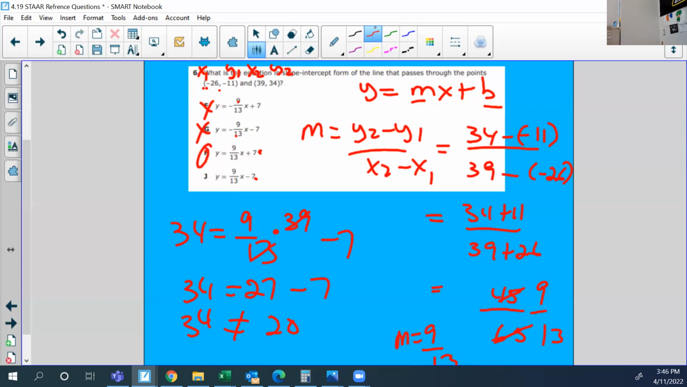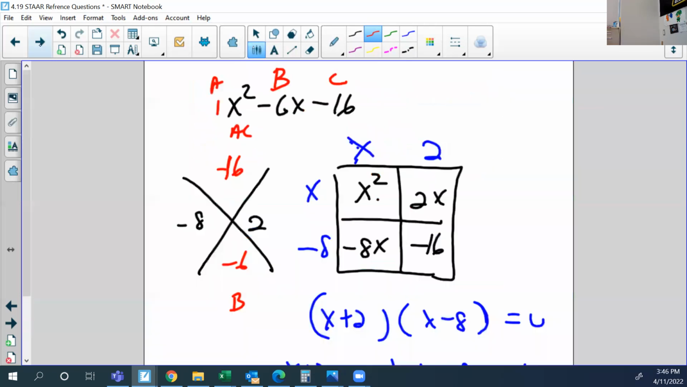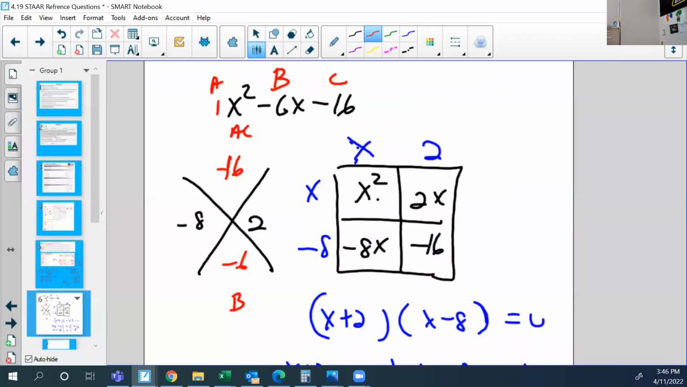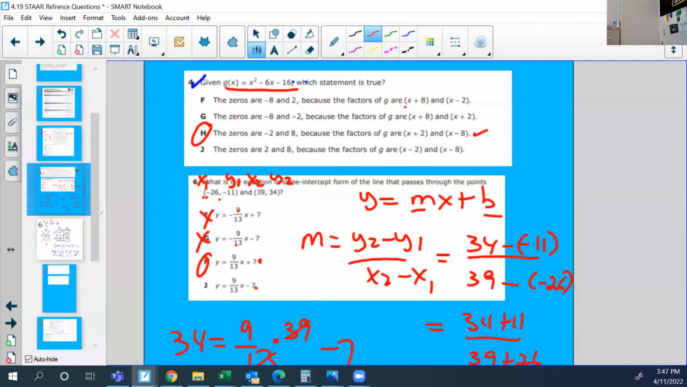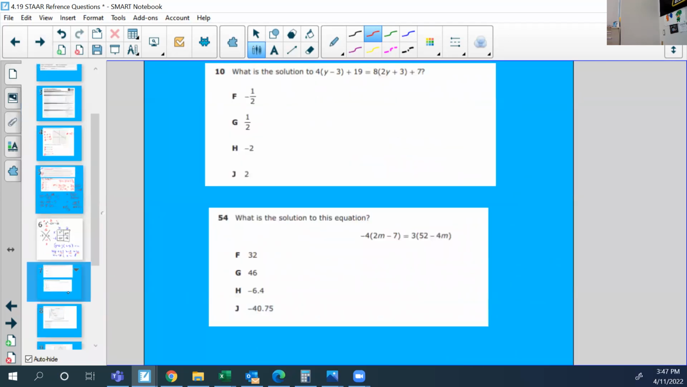Good. And then also in class, I'll show it to you on the calculator to help you do this one too. All right, so that's number 6. Let's move on to the next one. So that one, we did that one. Okay, what is the solution to this?